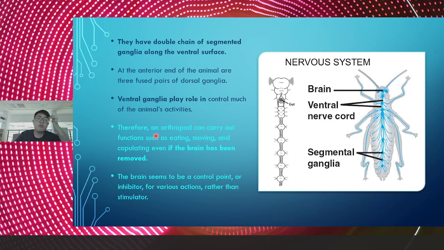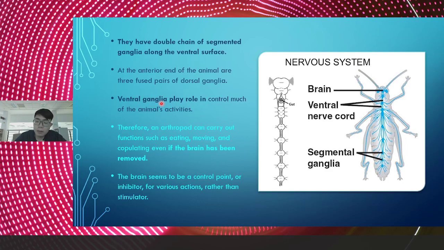Okay, and so therefore an Arthropoda can carry out functions such as eating, moving, and copulating even if the brain has been removed. So you have to know the brain seems to be a control point or inhibitor for various actions rather than a stimulator. This is why, if you see the cockroach, the best example, even if you cut off its head it can still move. Why? Because the major role in this kind of animal's activity is played by the ventral ganglia.